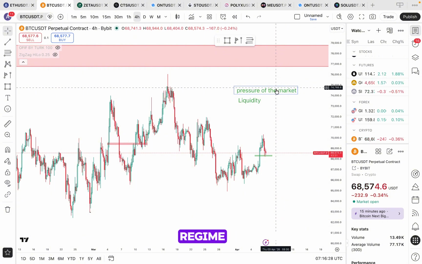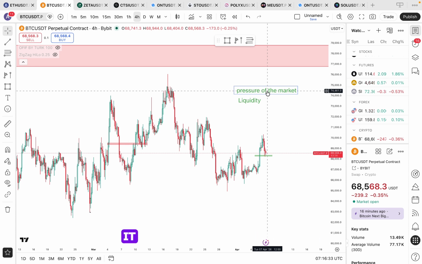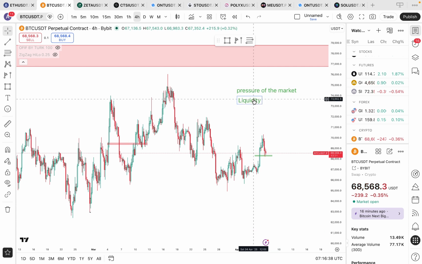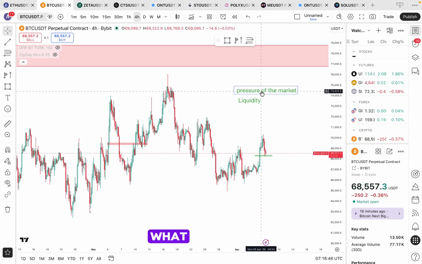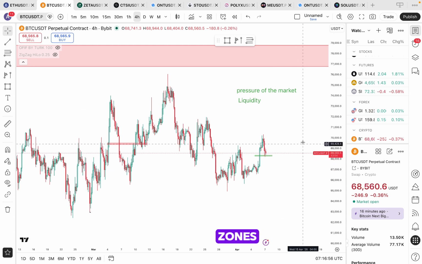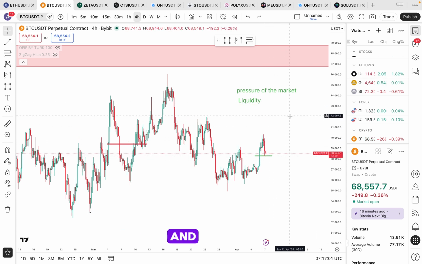Now you need to know when the regime has changed from pressure to liquidity or from liquidity to pressure. It changes a lot. Sometimes pressure has more effect on the market than liquidity. Sometimes liquidity has more effect on the market than pressure. That's why sometimes when you are trading, you need to know what regime we are in right now. So I'm going to show you how to know that. Now, it does not affect the drawing of your zones. It only makes you know how price is going to interact with your zone and the speed at which it is going to interact with your zone.